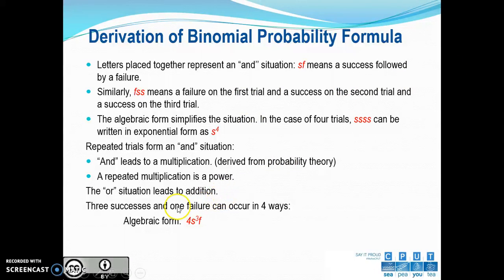Looking at the probability of finding 3 successes and 1 failure, this can occur in 4 ways. And this is simplified in this algebraic form. Now let's explain how we get to 4. Because 4 is the number of ways or number of arrangements that we can get 3 successes and a failure.